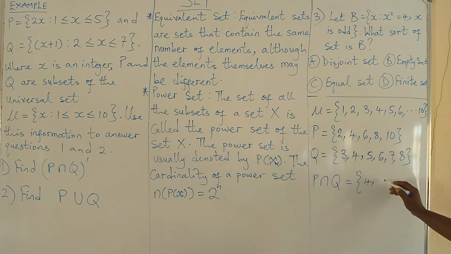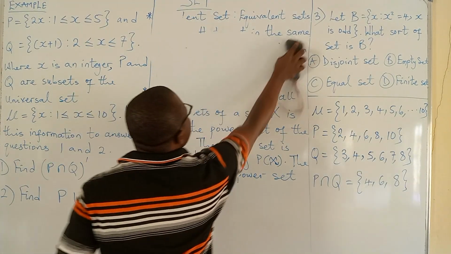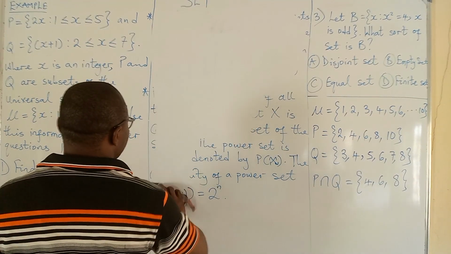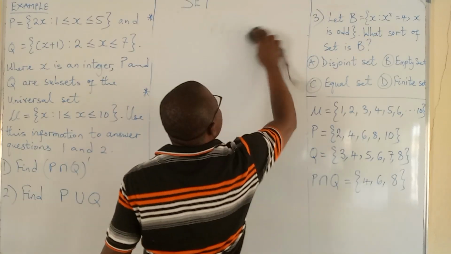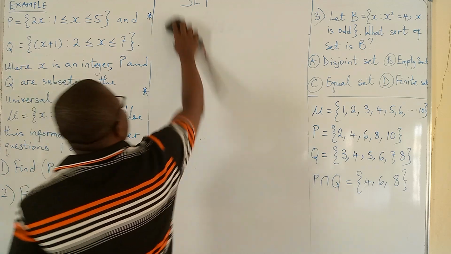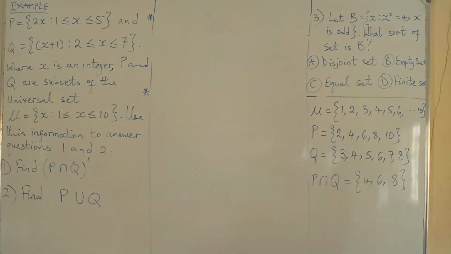They also have 6 in common. They have 8 in common. So that is P intersection Q.